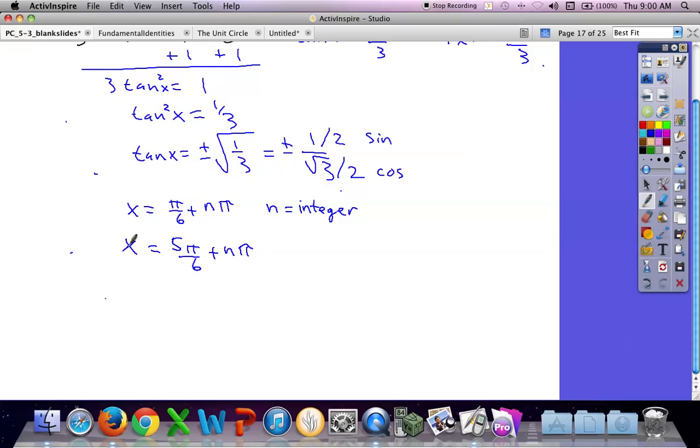X can be both of those. I could have just written a comma. This is the other one. So if it doesn't give you the 0 to 2 pi as the domain, then definitely put in some kind of a plus n pi, plus 2n pi.